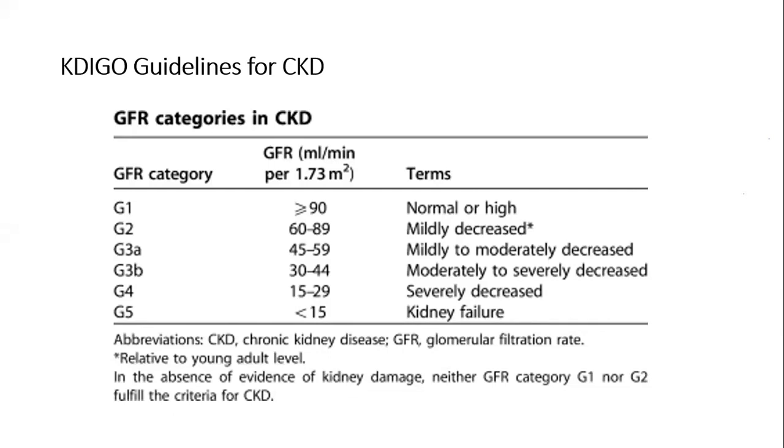So grade 1 is more than or equivalent to 90. Grade 2 is 60 to 89. Grade 3A is 45 to 59. 3B is 30 to 44. Grade 4 is 15 to 29, as with KDOQI. And grade 5 is less than 15.